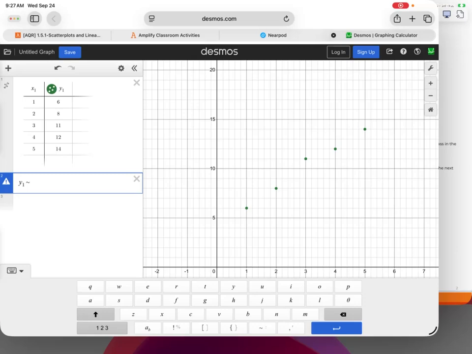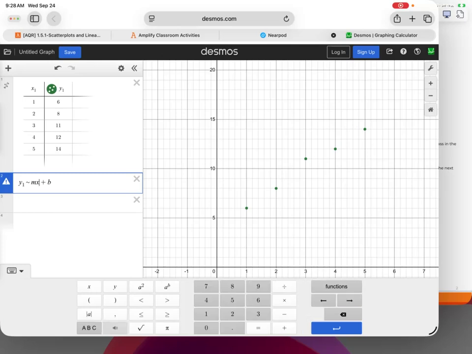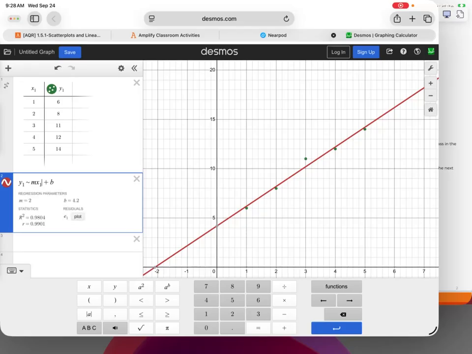This is your way of telling Desmos to create a line. And what type of line do we want? A linear equation. How do we write a linear equation? y equals mx plus b. Oh, x1, yes. So x1 plus b. And it is now creating the equation.